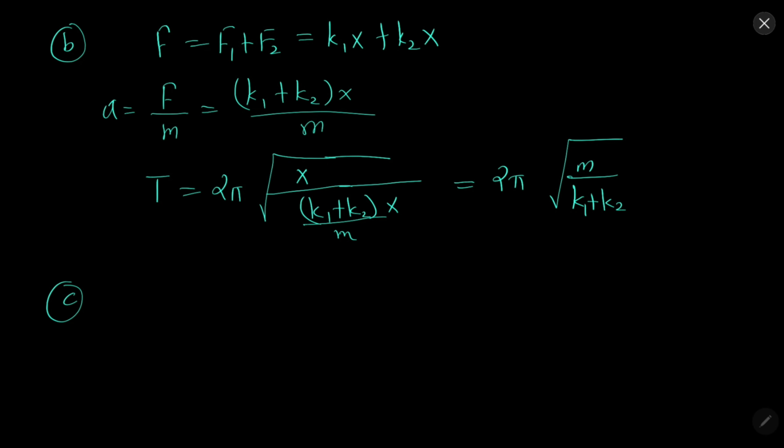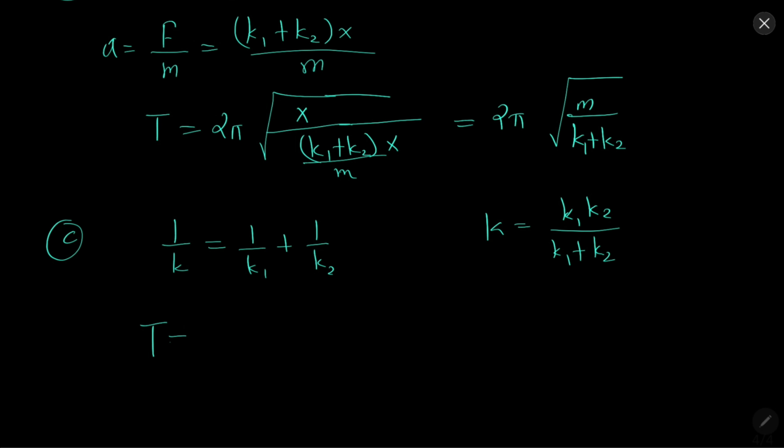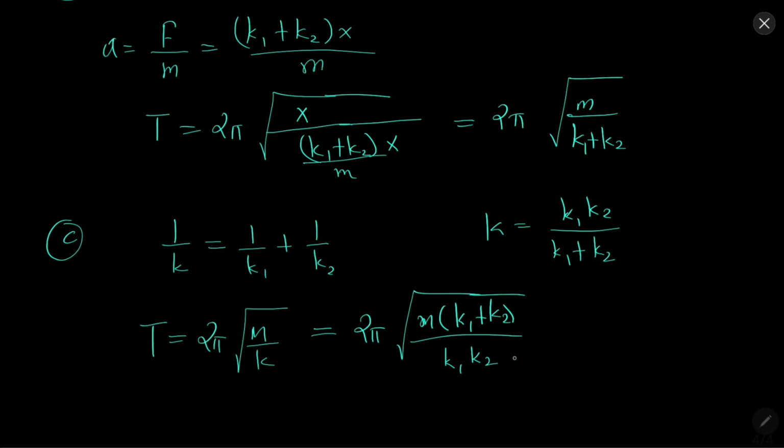C part. Now in series, the equivalent spring constant is given by this. So k will be k1 k2 over k1 plus k2. The time period is 2 pi root m (k1 plus k2) over k1 k2.